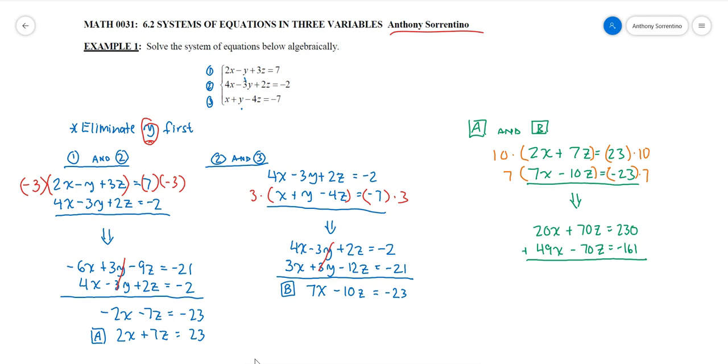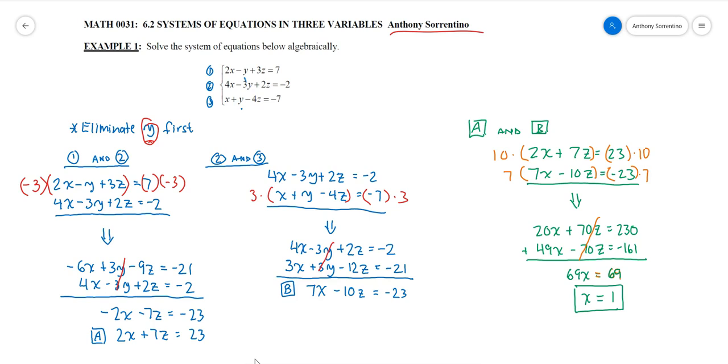When I add the two equations together, 20x plus 49x is 69x. The z's cancel, as they should, because that's what I chose to eliminate. 230 plus a negative 161 is 69. Dividing both sides by 69 means that x equals 1. So I got one of the variables solved.